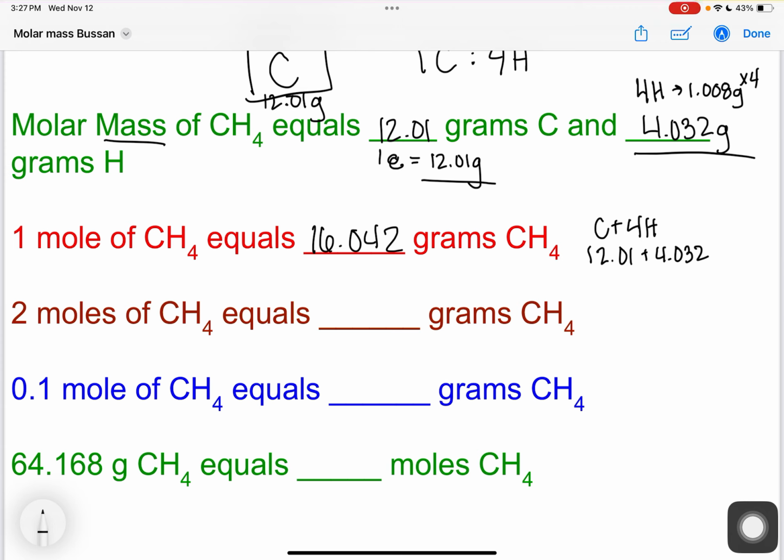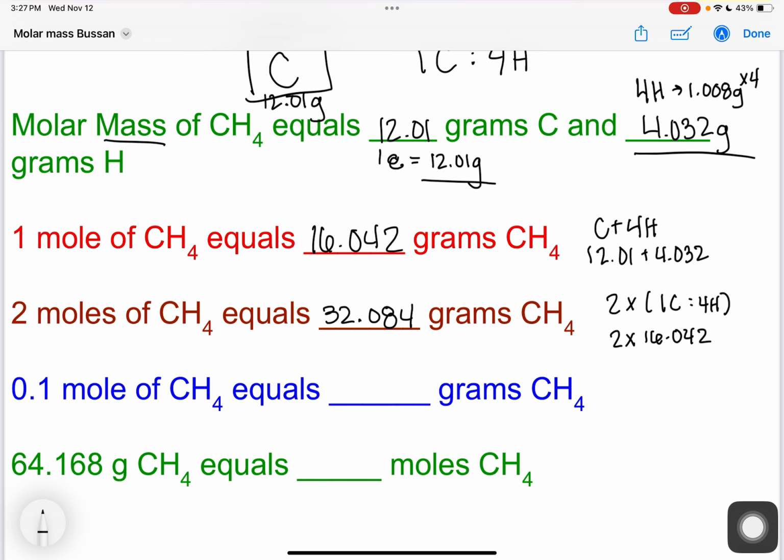Now, what if I had 2 of them? Just the same as before, right? We did our 2 times our 1 C and our 4 H's. Same thing's going to happen here, except this time we're going to put in our mass, 2 times 16.042, and I will get that as a 32.084.